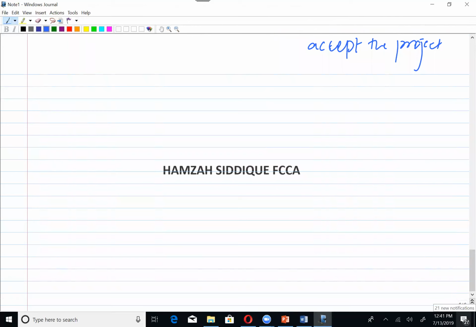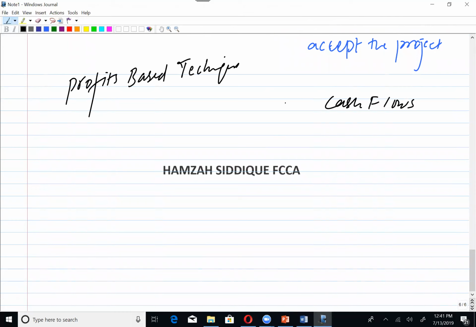This was quite easy. Students, I told you that it is a profits-based technique. If you are given cash flows, then how to calculate profit? Students, what is the difference? Actually, first of all, we need to know the difference between the two. How to calculate cash flows from profit or profits from cash flows?